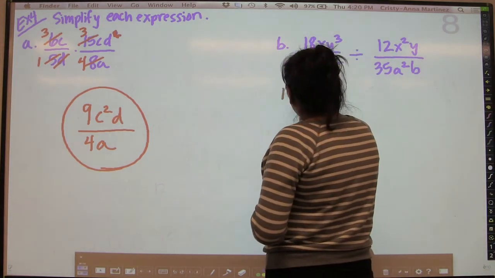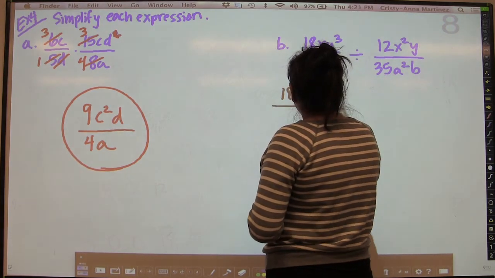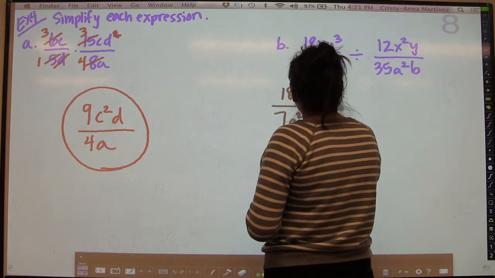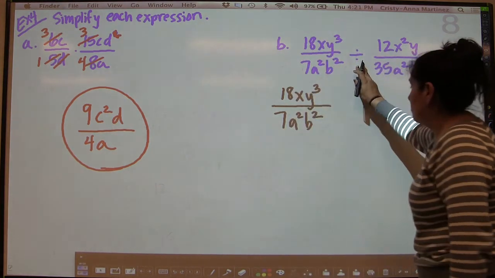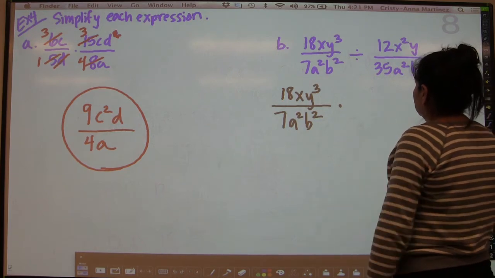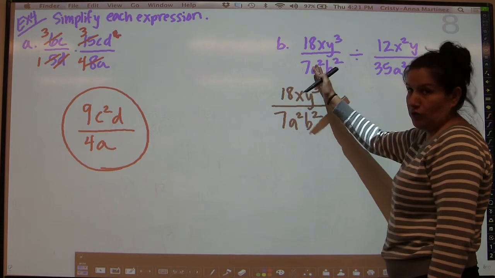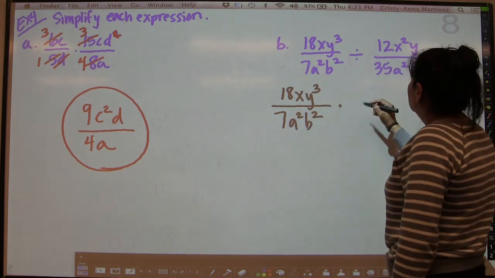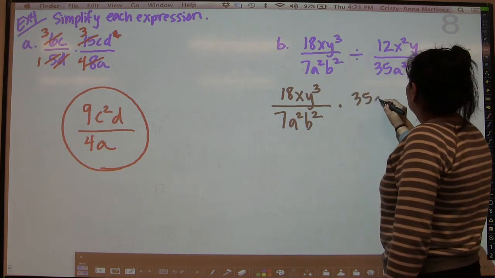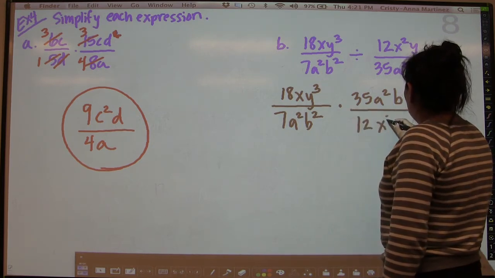So I'm going to go ahead and rewrite the first portion, 18xy cubed divided by 7a squared b squared. And instead of a division symbol, I'm going to have a multiplication symbol. And then I'm going to reciprocate the second expression. Don't reciprocate both, and don't reciprocate the first. You always reciprocate the second. So 35a squared b on top, and then 12x squared y on the bottom.